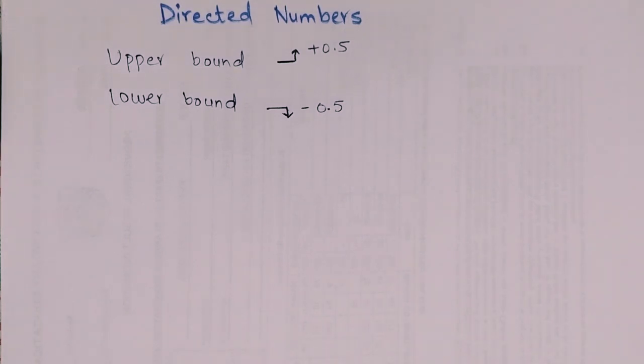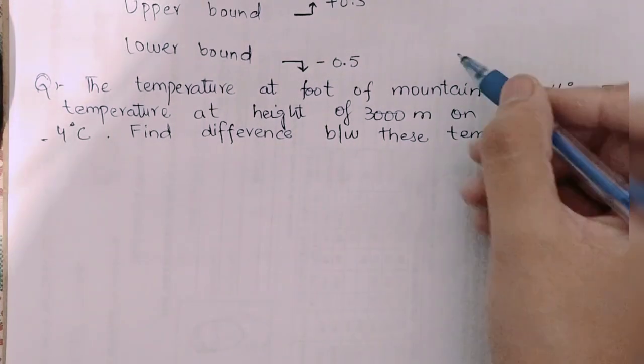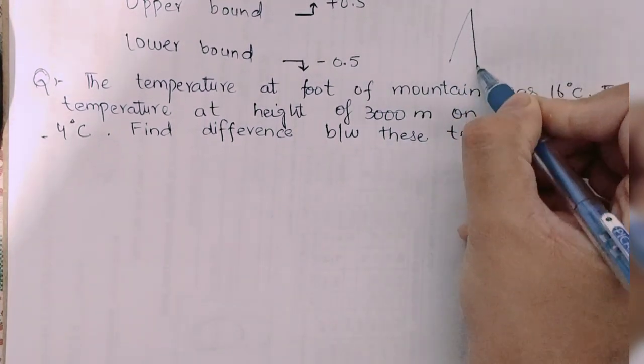Next we are going to do another question related to directed numbers, and the questions are related to temperature, where you have to find the temperature change or temperature difference. Okay, so let's do the question. This is the question we are given. The temperature at the foot of a mountain was 16 degrees. The temperature at a height of 3000 meters on the mountain was -4 degrees. Find the difference between these temperatures.